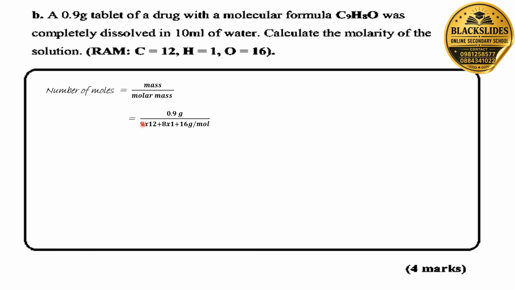The molar mass is obtained by simply taking the total mass of the molecule C9H8O. So we take 9 multiplied by 12. 12 is the mass of each carbon atom in grams. So you have 9 times 12, and then 8 times 1. 1 is the mass of one hydrogen, and we have 8 of them there. So we multiply 8 by 1, then add 16 grams. 16 is the mass of a single oxygen atom. We are using these values given here.